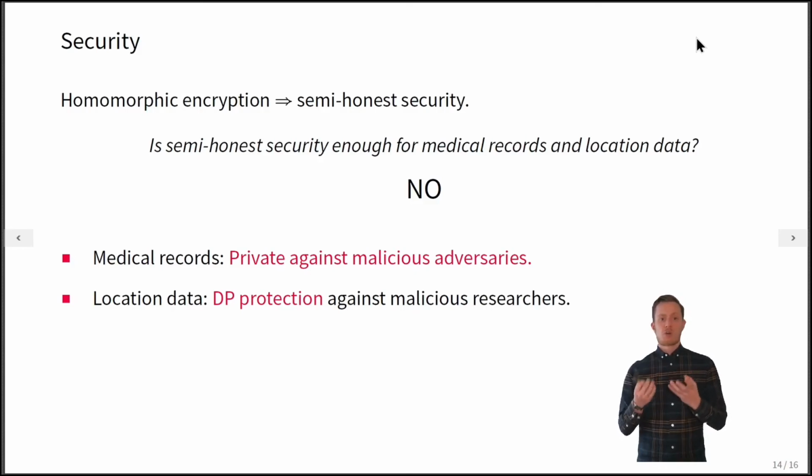Therefore, we worked on our protocol and can in the end show that the medical records are protected, so they are private against malicious adversaries. So whatever the mobile network operator does, he cannot get out who is sick and who is not. And the location data is protected by this differential privacy against malicious researchers. So even if they deviate from the protocol, the researchers, they cannot single out persons or individuals that were infected.